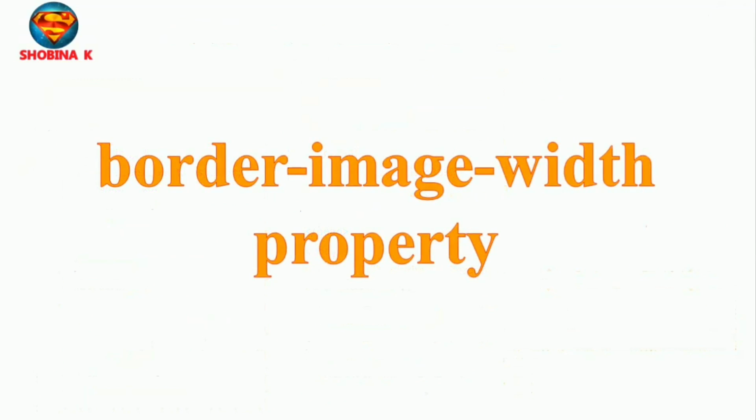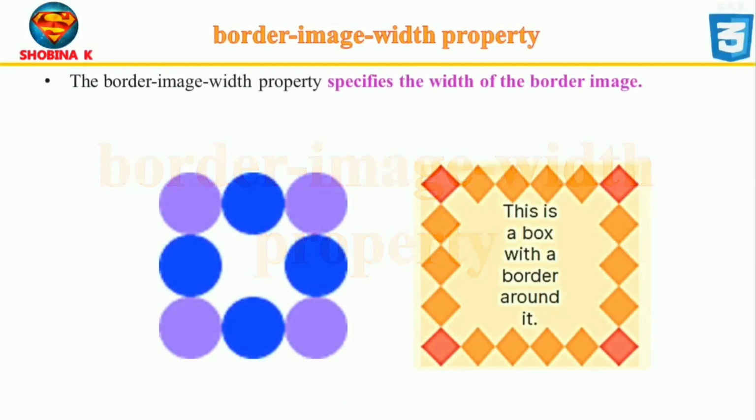Border image width property. This property will set the width of the border image. The border image width property is used in conjunction with border image source, border image slice, border image outset, and border image repeat properties in order to determine how the image will appear on the border. This property is used for specifying offsets that are used to divide the border image area into 9 parts, that is 4 corners, 4 edges, and the middle.